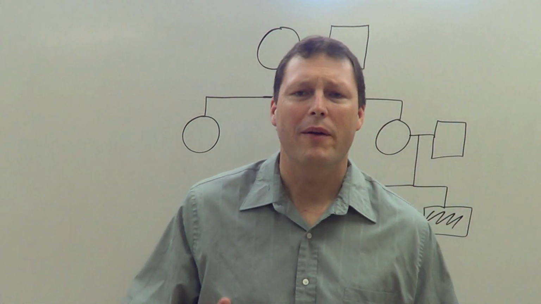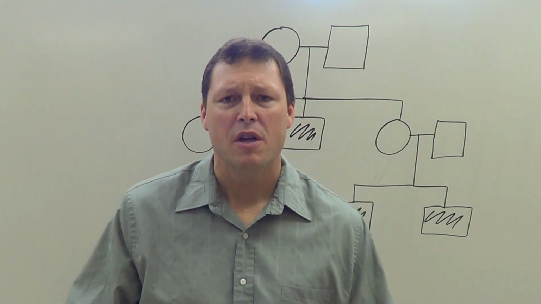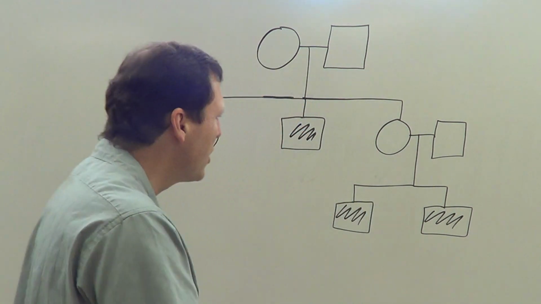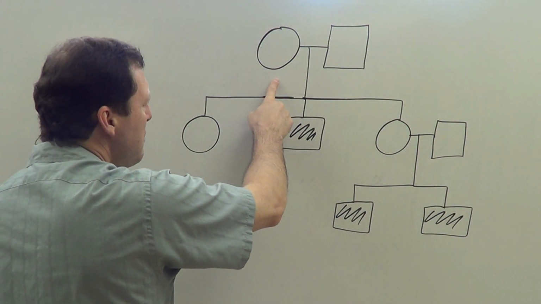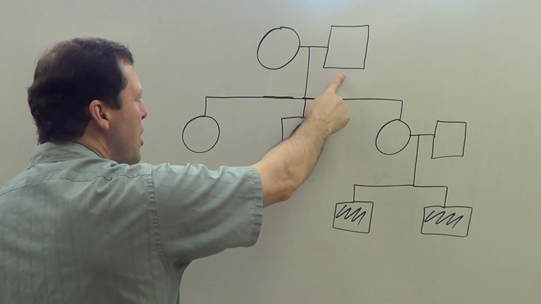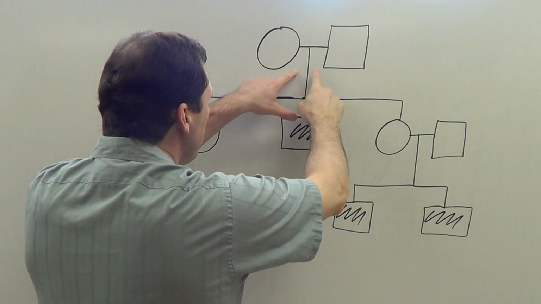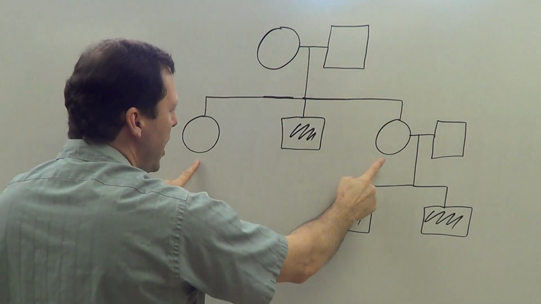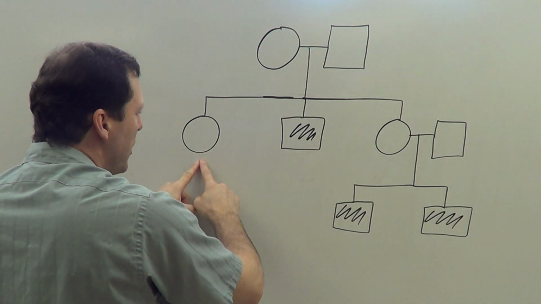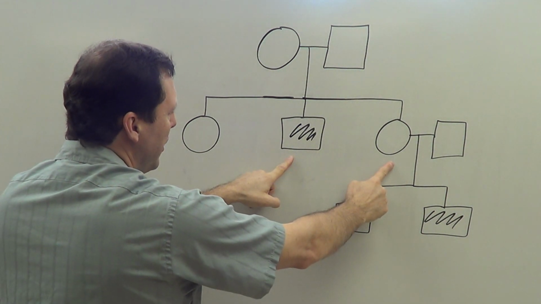Today we're going to talk about X-linked recessive traits. But before we do that, let's take a look at this particular pedigree. A circle denotes a female and a square denotes a male. These two individuals had 3 kids: a daughter, a son, and a daughter.